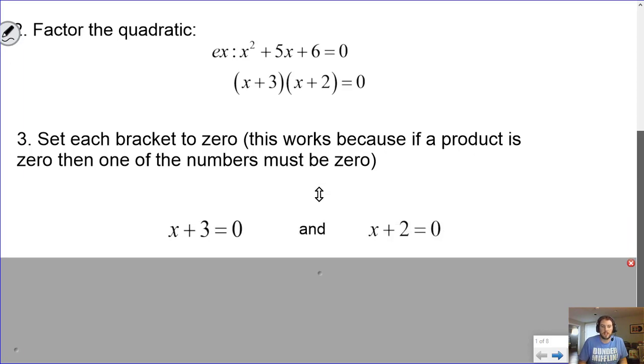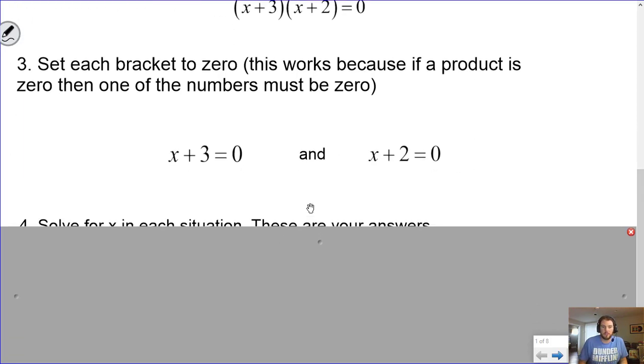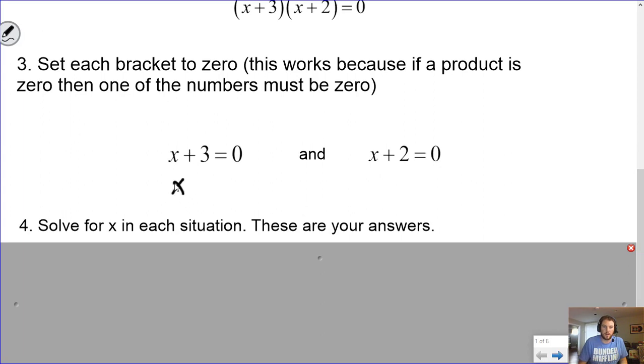So for this one, we're going to say, okay, well, when does x plus 3 equal 0? And when does x plus 2 equal 0? And then it's just a matter of bringing the number to the other side. So x is equal to, we're going to subtract 3 from this side and subtract 3 from this side, and we get x is equal to negative 3, right? And same thing here, subtract 2, subtract 2, so x is equal to negative 2. So what we see is that there's two possible answers. There's an answer here when x is negative 3, and there's an answer here when x is negative 2.